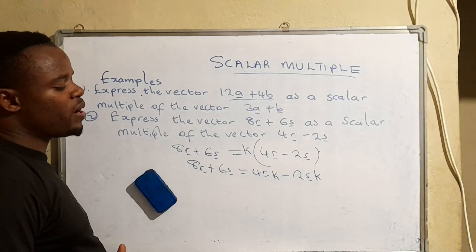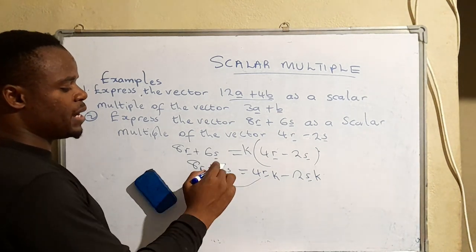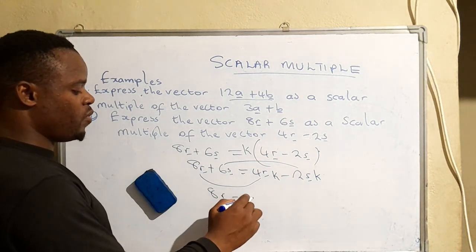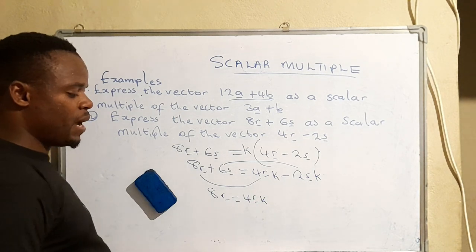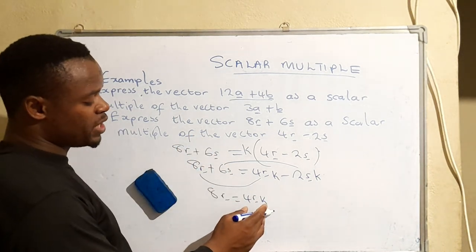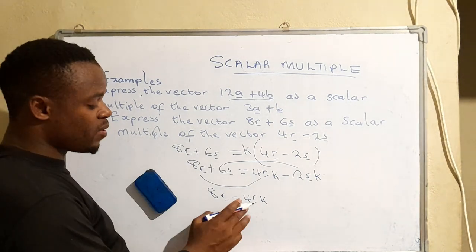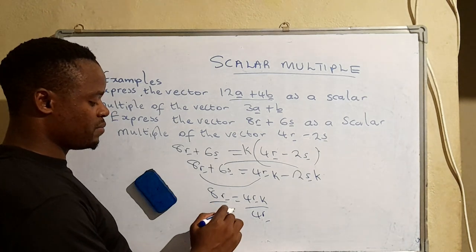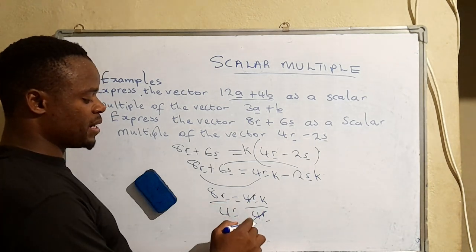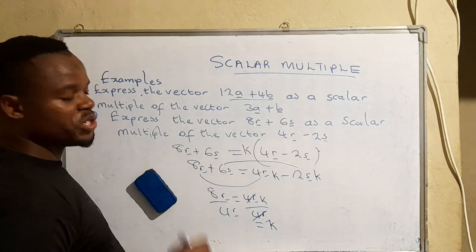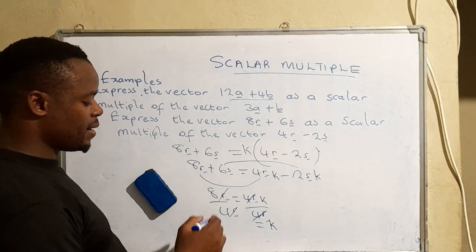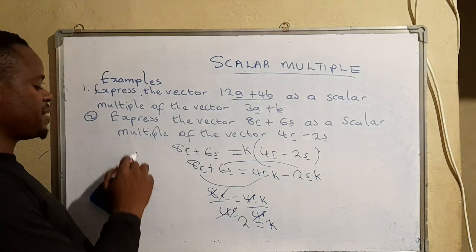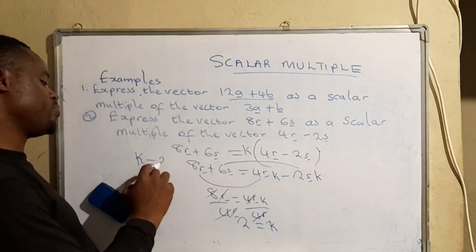From here we can single out things. We say this one will go with that one, that one will go with that one. So we'll have 8R is equal to 4Rk. Our interest is to find the value of k, so we need to multiply by the multiplicative inverse of 4R. We simply divide both sides by that. So this and that will cancel, and we'll remain with k, which is the scalar. R and R will cancel, 8 divided by 4, that's a 2. So here, the scalar k is equal to 2.